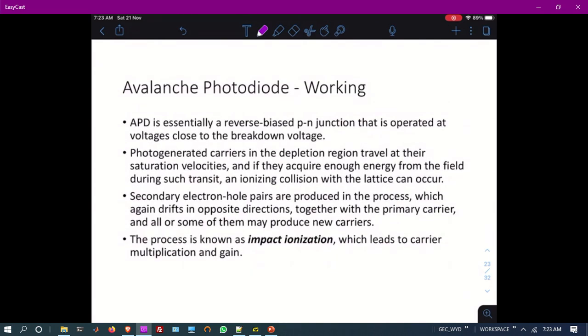So how does the avalanche photodiode work? APD is essentially a reverse bias p-n junction that is operated at a voltage close to the breakdown voltage. You know that for any diode there is something called a breakdown voltage, and beyond the breakdown voltage there is an avalanche scenario happening in the diode. An avalanche photodiode or APD will work very near to this breakdown voltage in reverse bias condition. The photogenerated carriers in the depletion region travel at their saturation velocities, and if they acquire enough energy from the field during such transit, an ionizing collision with the lattice can occur.